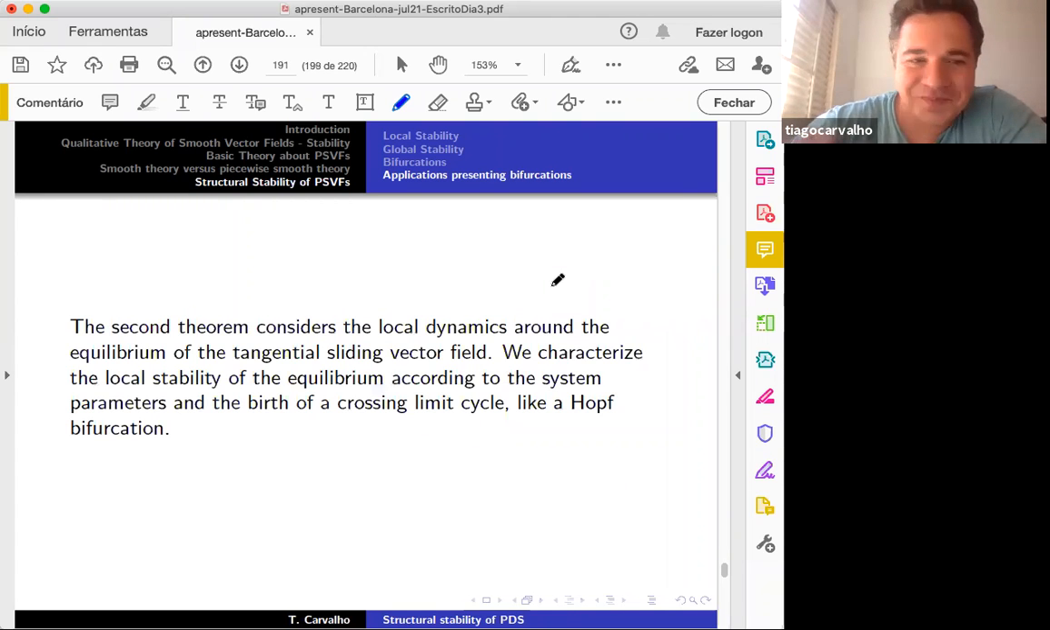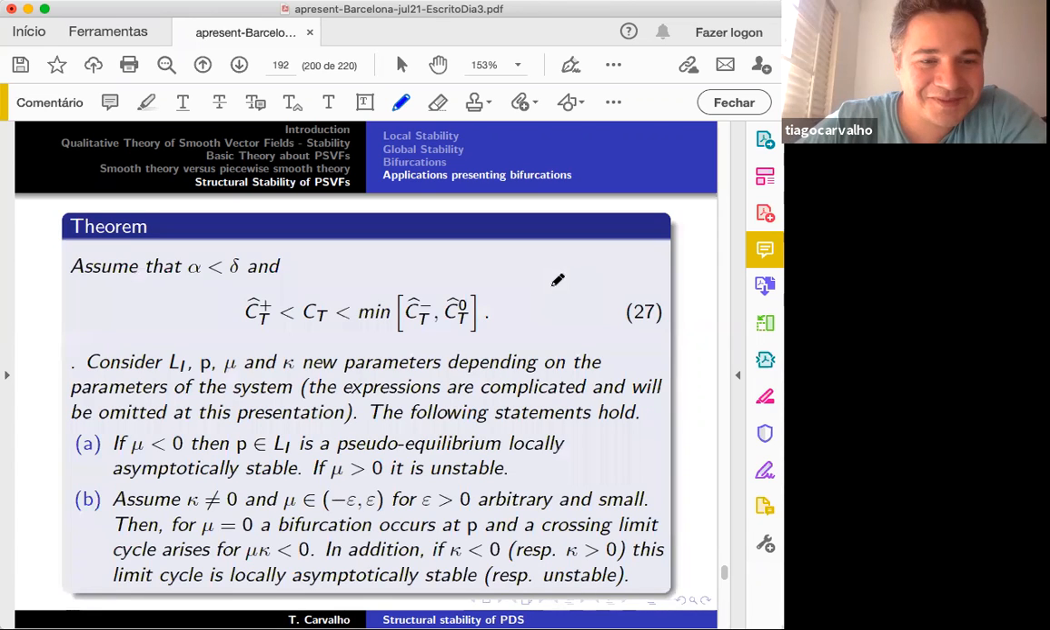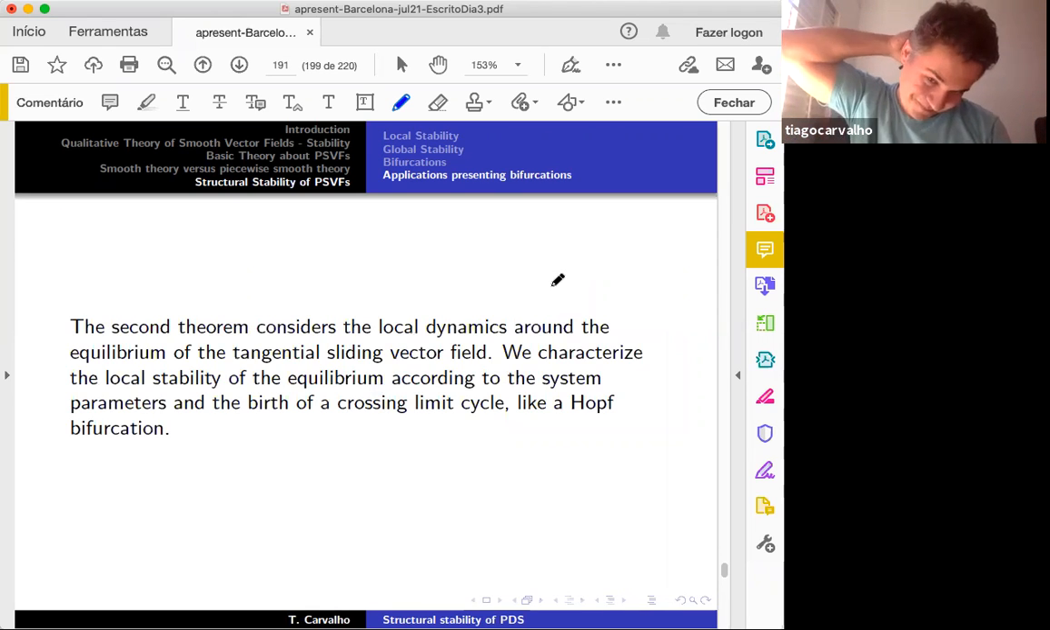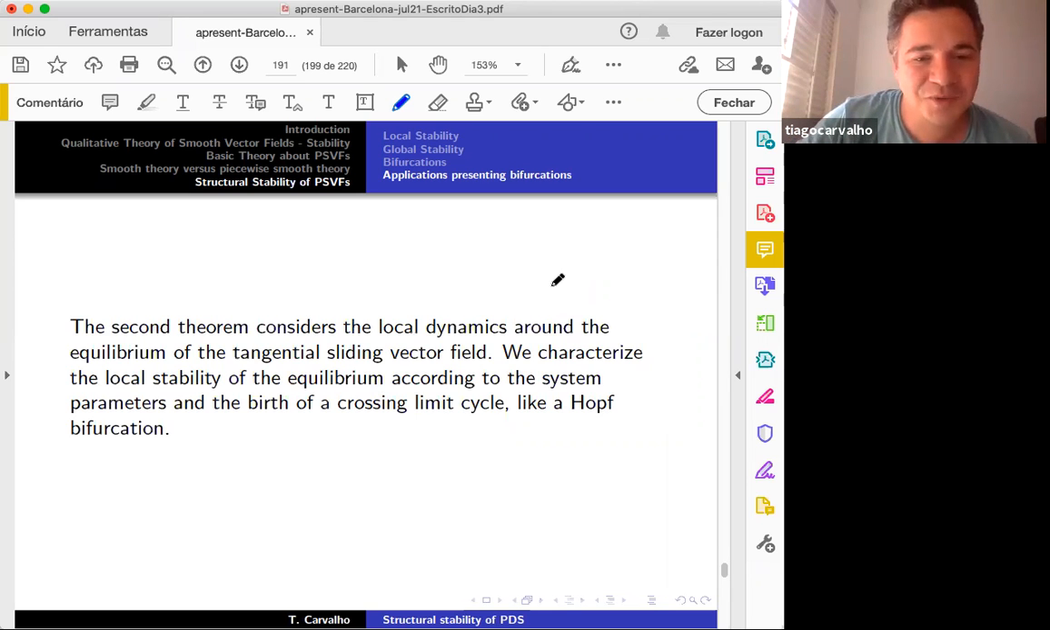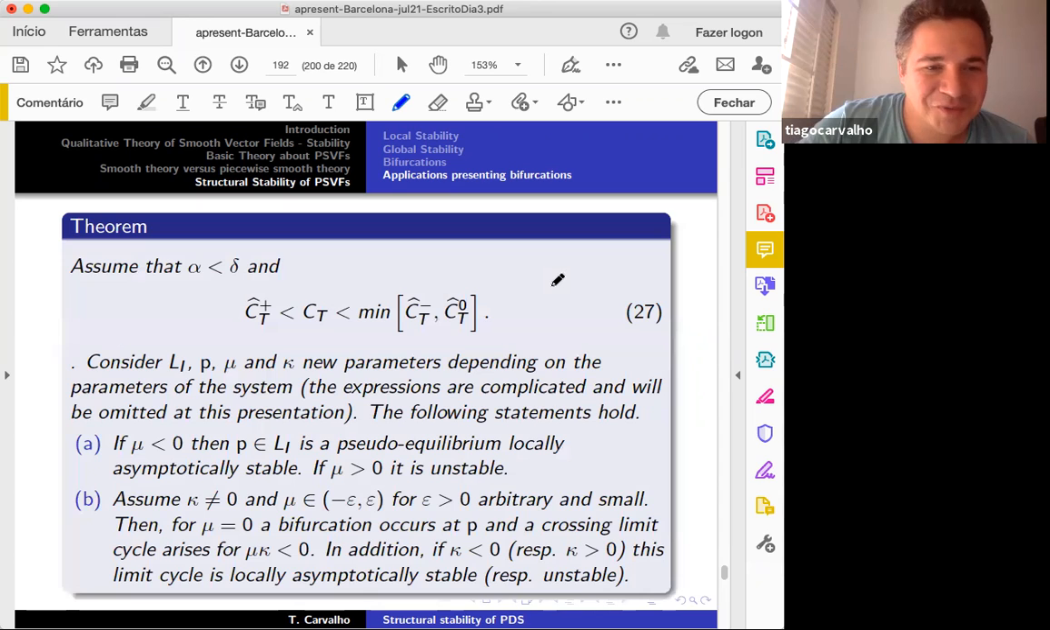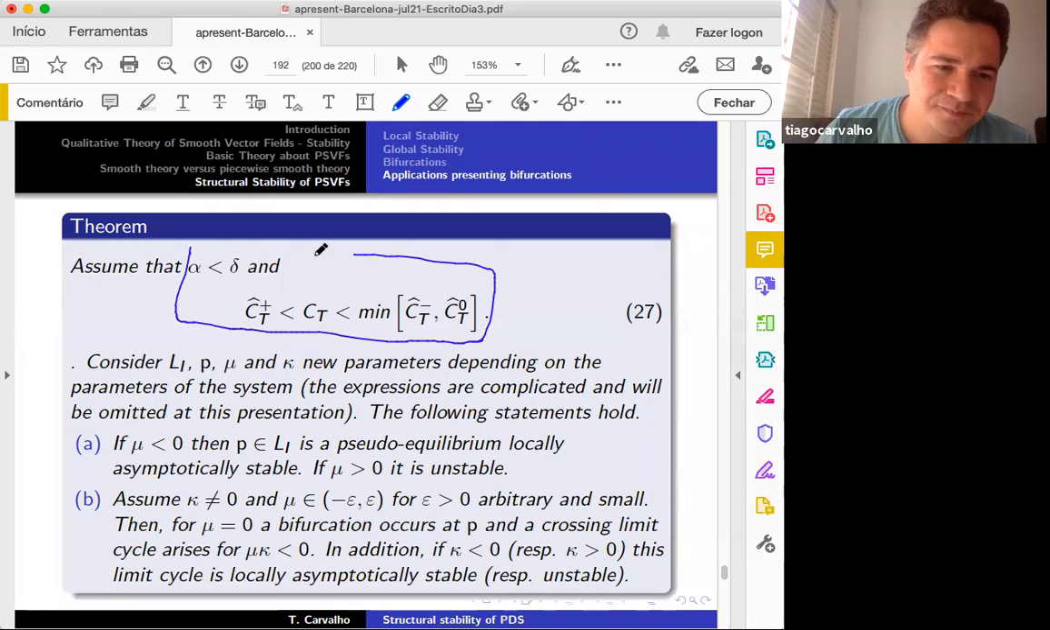Let's continue here. Our last theorem talks about a bifurcation at this model, keeping the same hypothesis as before.